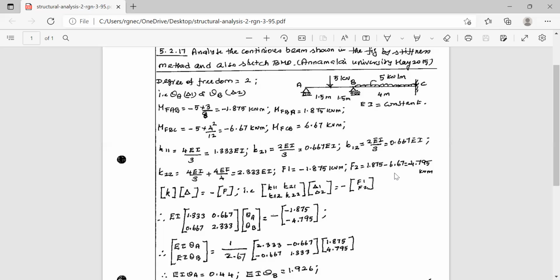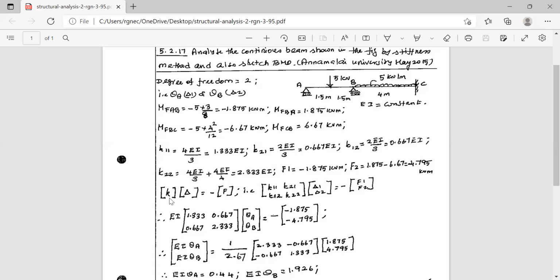Now we have applied that theta A and theta B are the actual rotations. So if we apply the rotations theta A and theta B, the moments induced at A and B should be such that they are equal and opposite to the unbalanced moment. That is the basic equilibrium equation.